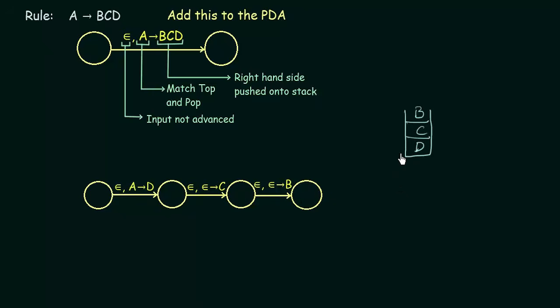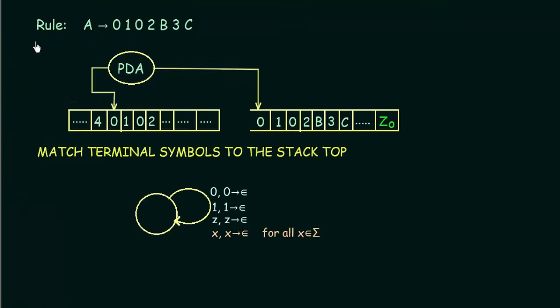Okay, so now we have understood what we have to do if we have rules of this form, and we have seen what to do when we encounter this kind of rules when we have a non-terminal on the top of the stack. Now let us see another condition. Now let us say that we have a rule of this form. A gives 0, 1, 0, 2, B, 3 and C.